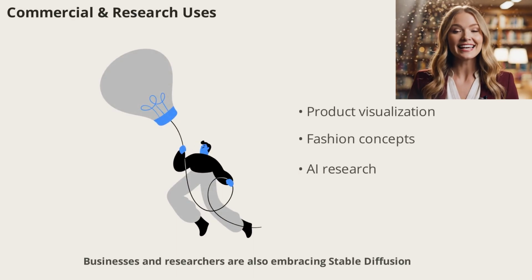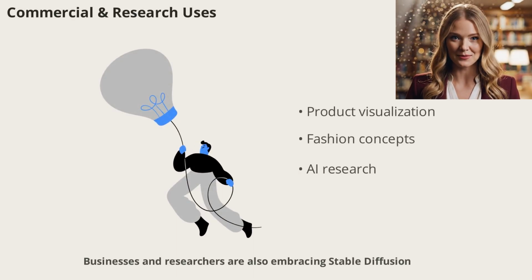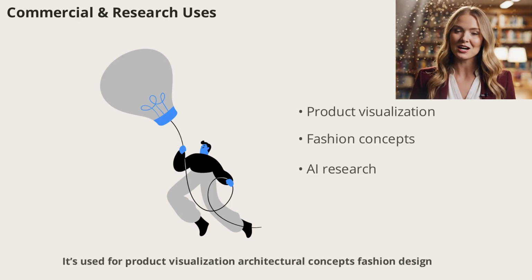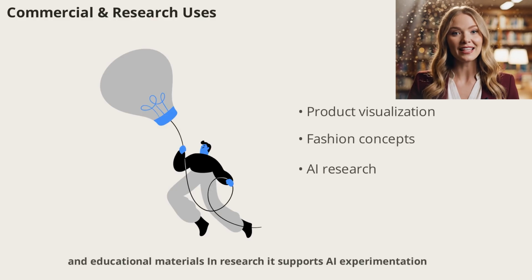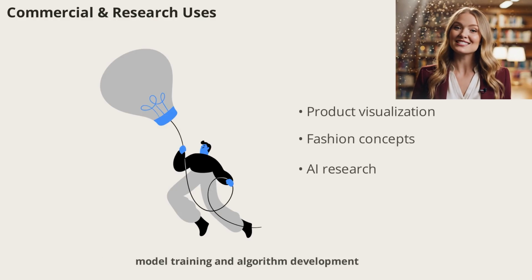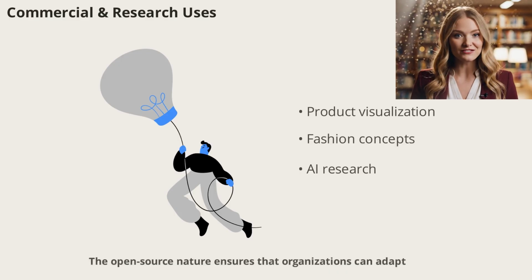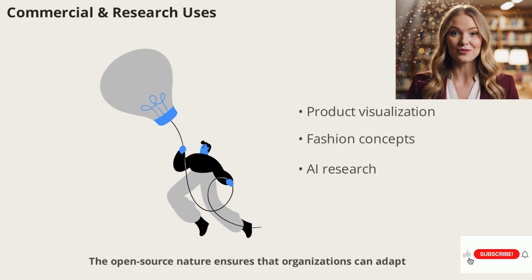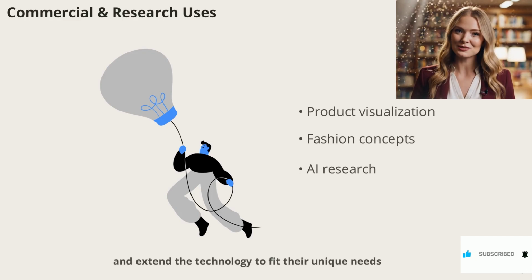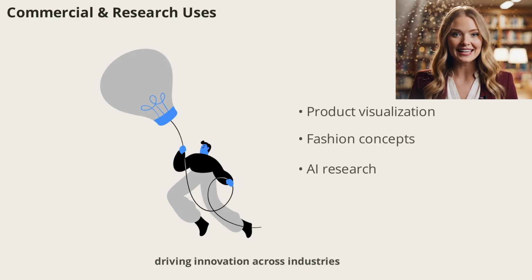Businesses and researchers are also embracing Stable Diffusion. It's used for product visualization, architectural concepts, fashion design, and educational materials. In research, it supports AI experimentation, model training, and algorithm development. The open-source nature ensures that organizations can adapt and extend the technology to fit their unique needs, driving innovation across industries.